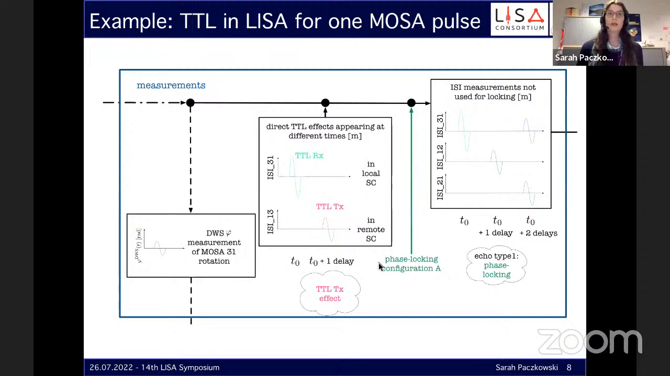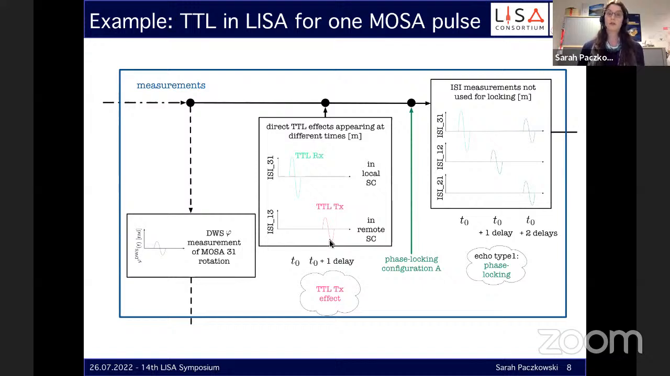Okay, now let us consider the interferometric measurements that we are dealing with. One is the so-called differential wavefront sensing, or DWS measurement, which is a measurement of the rotation that we experienced. But then we also have the two direct tilt-to-length coupling effects in the longitudinal measurements in the intersatellite interferometers 3.1 and 1.3. The RX effect is in the local spacecraft and the TX effect in the remote spacecraft. And with that, we already have the sine wave jitter at the original time and delayed by 1 times the light travel time along the arm.